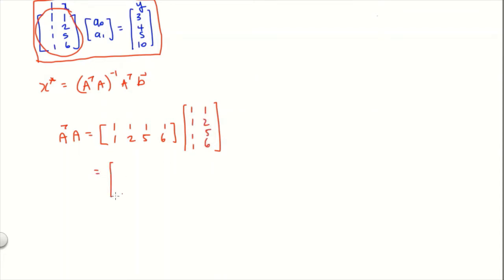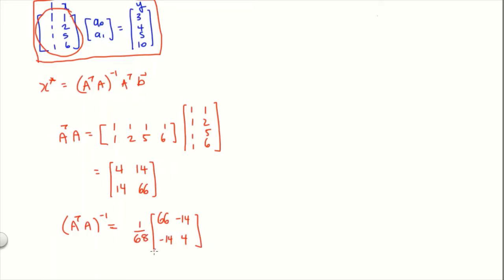So doing that matrix multiplication, we end up with a 2 by 2 matrix, which looks like 4, 14, 14, 66. Now we can find the inverse of this matrix using the formula for a 2 by 2 inverse. We are going to swap the entries on the diagonal, change the sign of the off-diagonal entries, and we'll divide by the determinant of that original matrix, which is 68. So there we have the formula for our inverse.